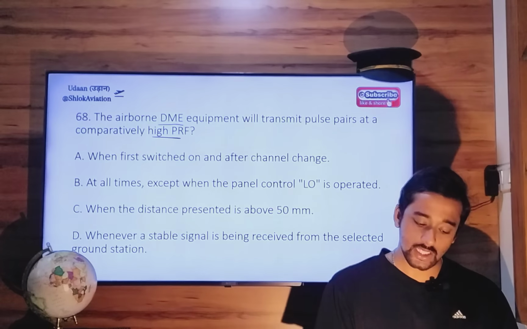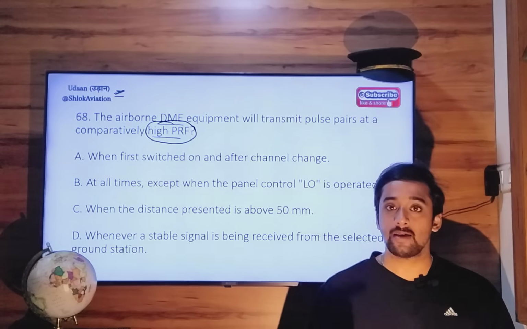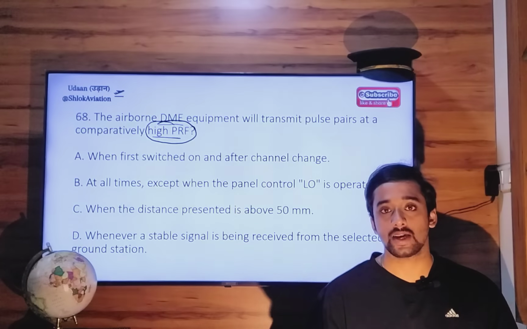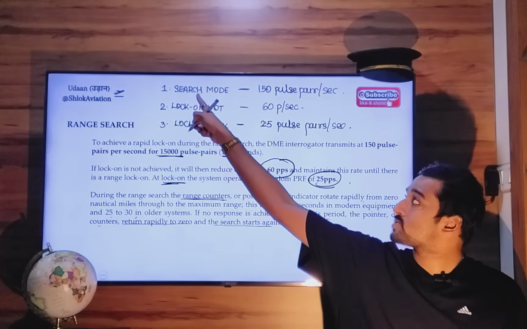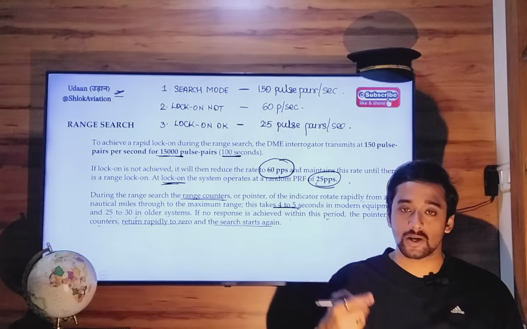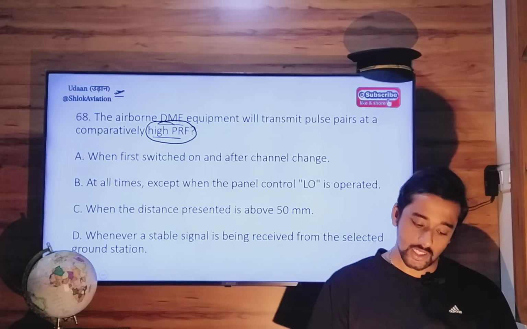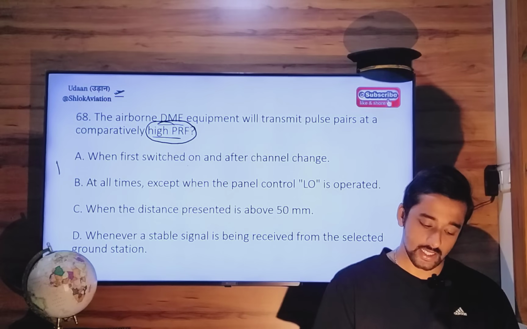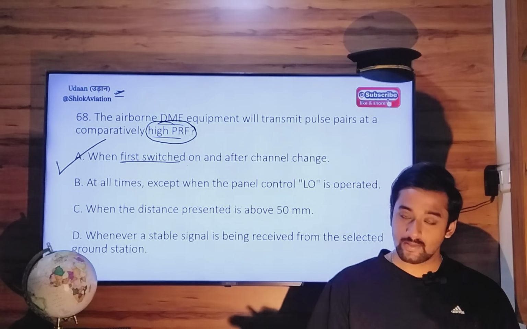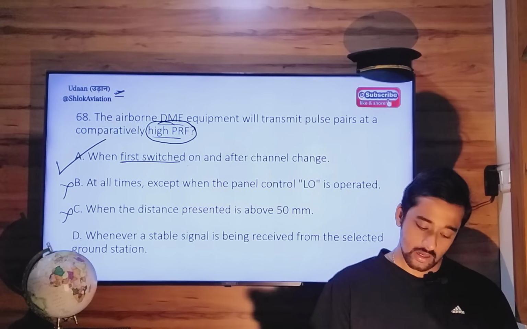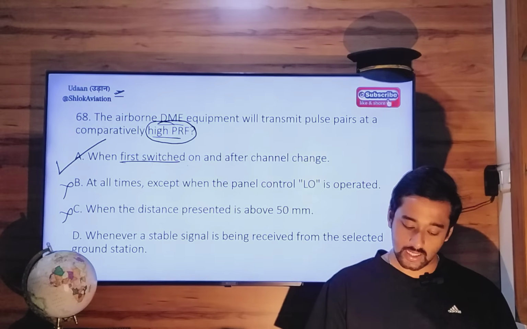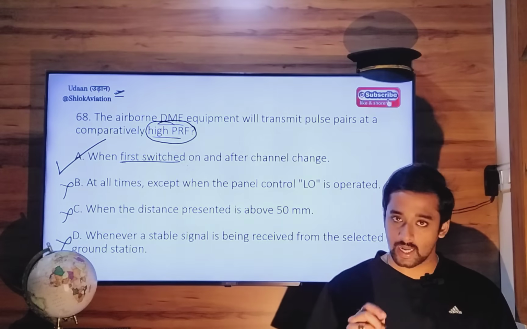So the correct option here is at what point of time will it transmit pulse pairs at high PRF, meaning high pulse repetition frequency. Frequency is maximum in case of search mode, 150 pulses per second. So when first switched on and after channel change, yes. At all times, no. When the distance is above 50, no. Whenever a stable signal is being received, no. So option A is the correct option.